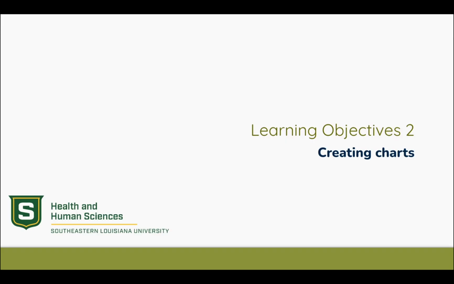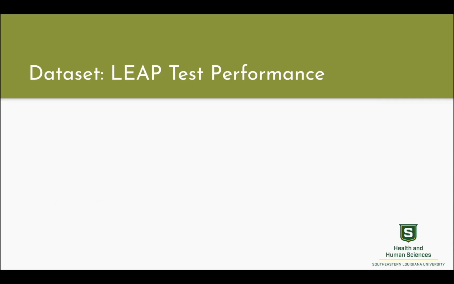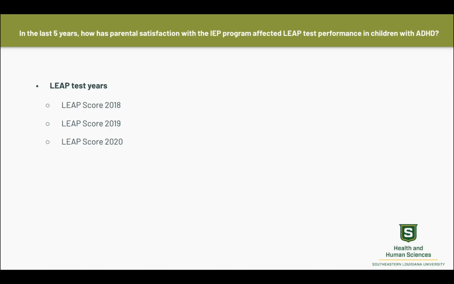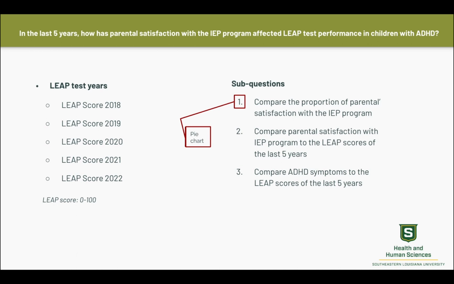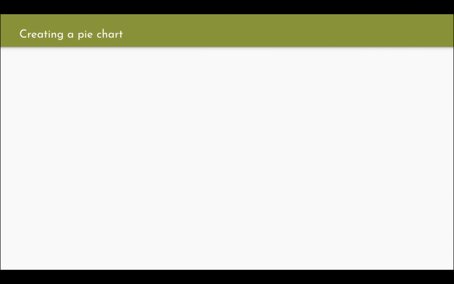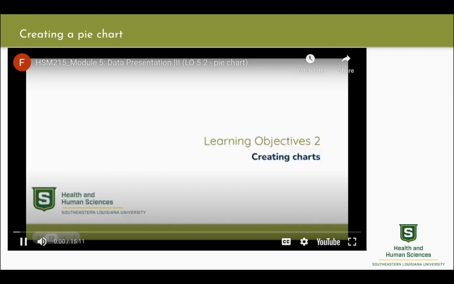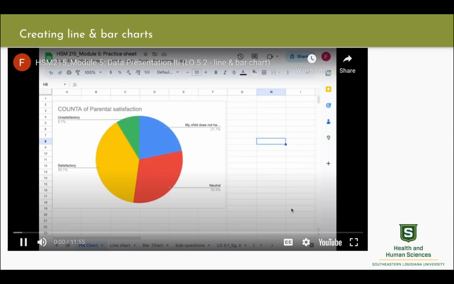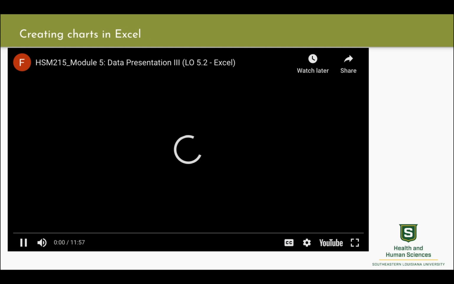With the second learning objective, we are looking at creating charts, and we're using the data sets, leap year, performance, and a number of variables for that. We're also going down and looking at some sub questions. We're going to create a pie chart with sub question 1, a bar chart and line chart with sub question 2, and a bar chart with sub question 3. Their videos have been inserted, so 3 videos have been inserted for those, so you can have a look.